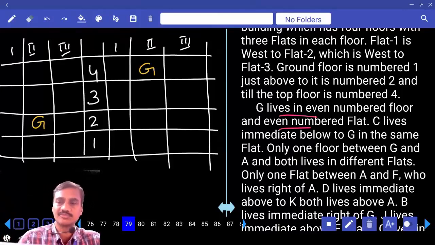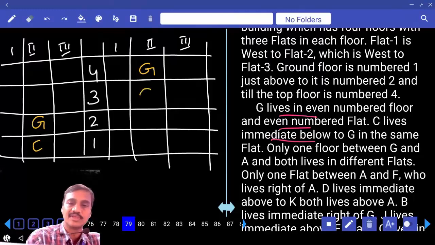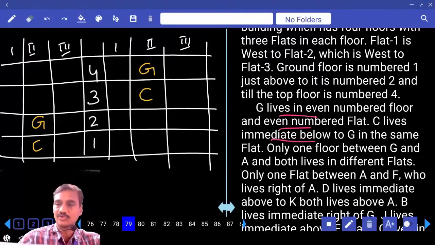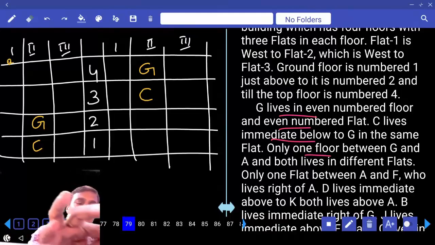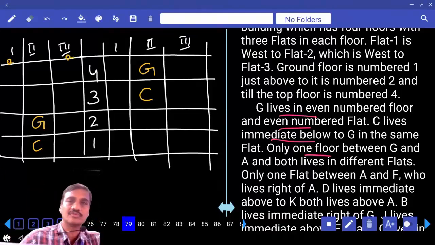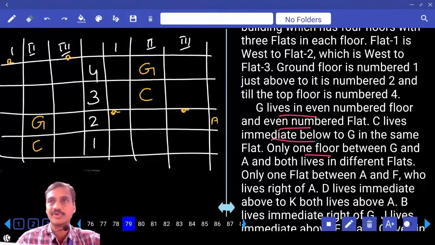And so many possibilities? Broadly we have 2 possibilities. And C lives immediately below G in the same flat. And C is immediately below G and in the same flat. And next one, only 1 floor between G and A, both live in different flats. G and A, there must be exactly 1, hence A can be either 4th floor first flat or 4th floor third flat. Now between G and A. Now in this case A must be here, isn't it? Second floor, first flat or third floor, third flat.